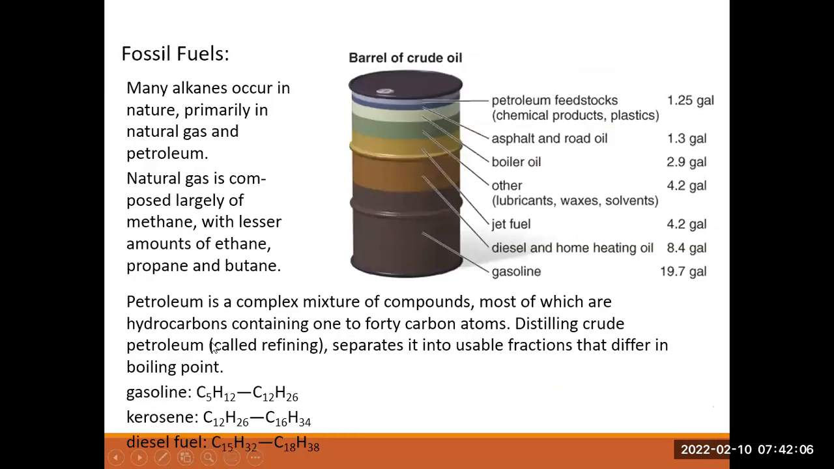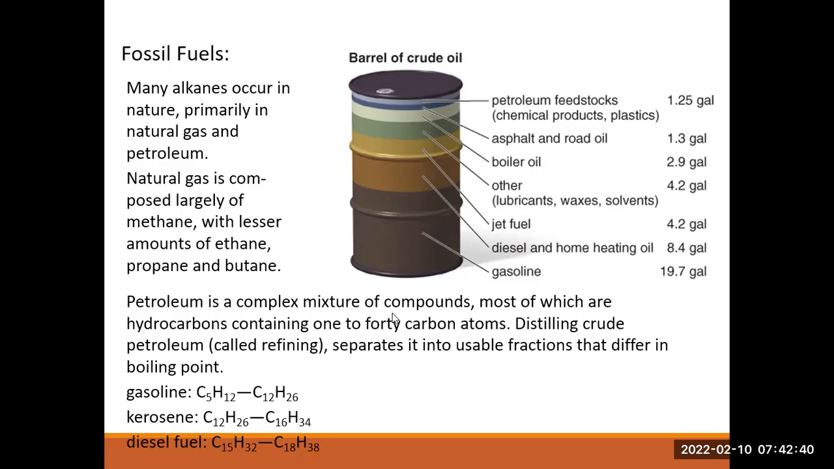Is that my last slide? Lastly, the last few slides. Examples are fossil fuels where hydrocarbons are present. Many alkanes occur in nature, primarily in natural gas and petroleum. Natural gas is composed largely of methane, but lesser amounts of ethane, propane, and butane. If you look at that description alone, you can see that this is a direct application of your alkanes. Your alkanes are present in fossil fuels.